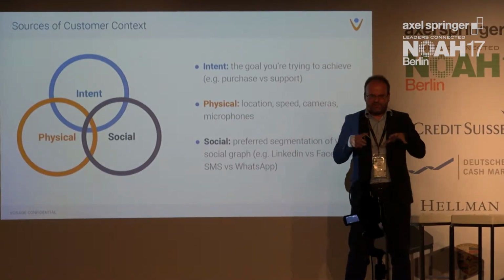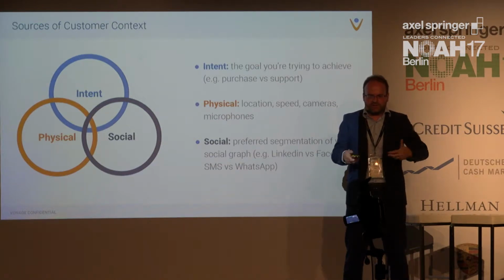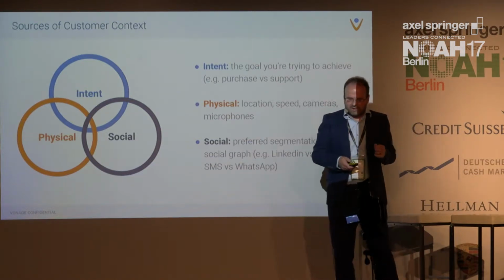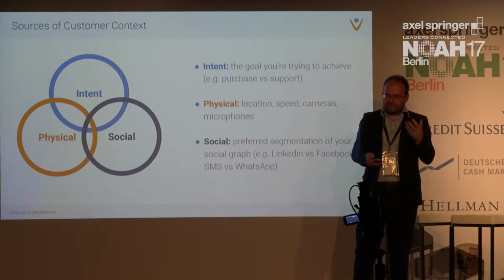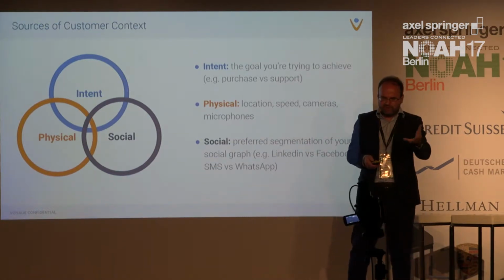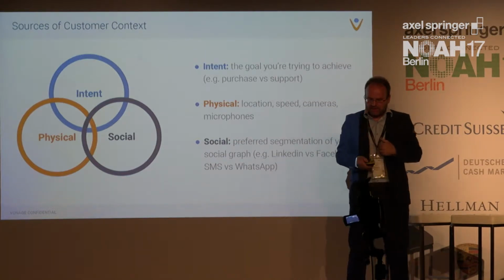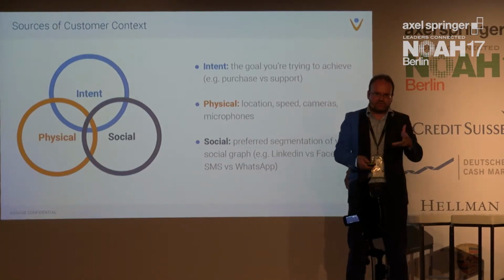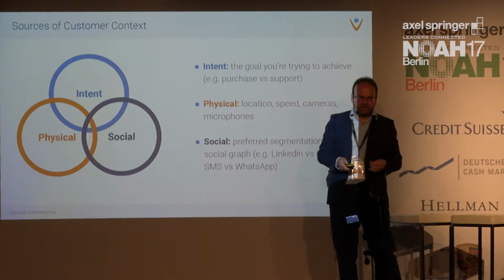There's physical context, like a location from your watch or your phone. The intent, and it's really difficult to elicit this, maybe through what you say or what you write in your messages. But also social: what is your profile, what is in your newsfeed.